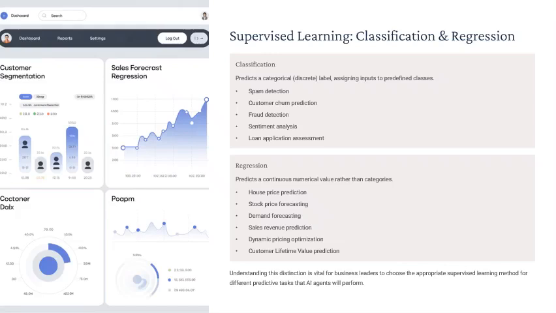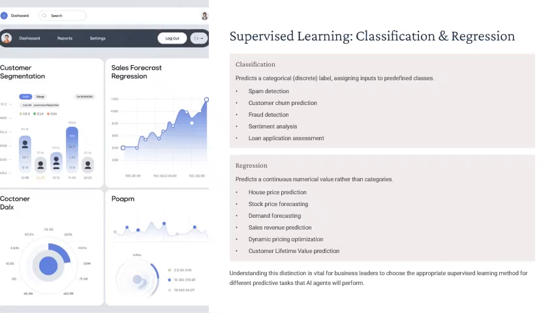Right? Like sentiment analysis. Is this customer review positive, negative, or maybe neutral? Three or more boxes. Or loan application assessment. Approve or deny. Basically, you're sorting items into predefined buckets based on their characteristics. Some common algorithms here. Decision trees, maybe. Yeah. Support vector machines. Those are common, yeah. Logistic regression, too, for binary classification.